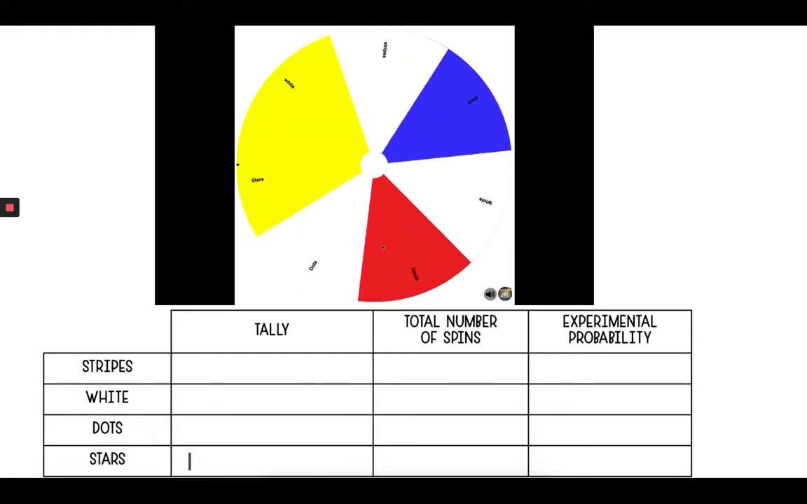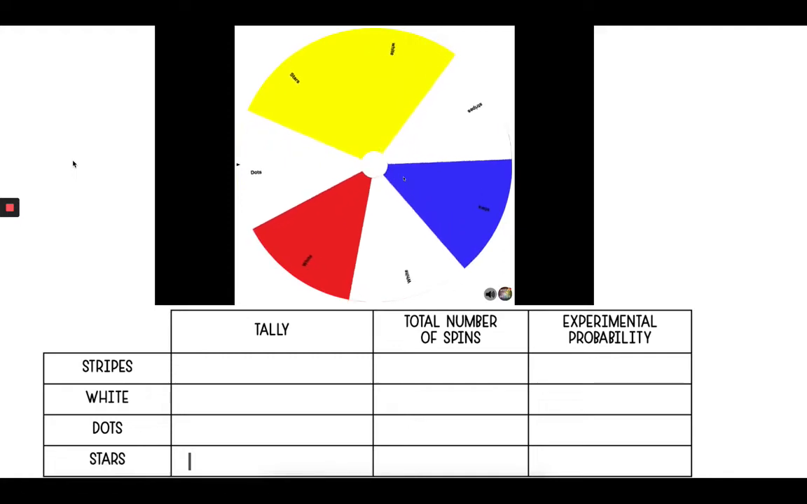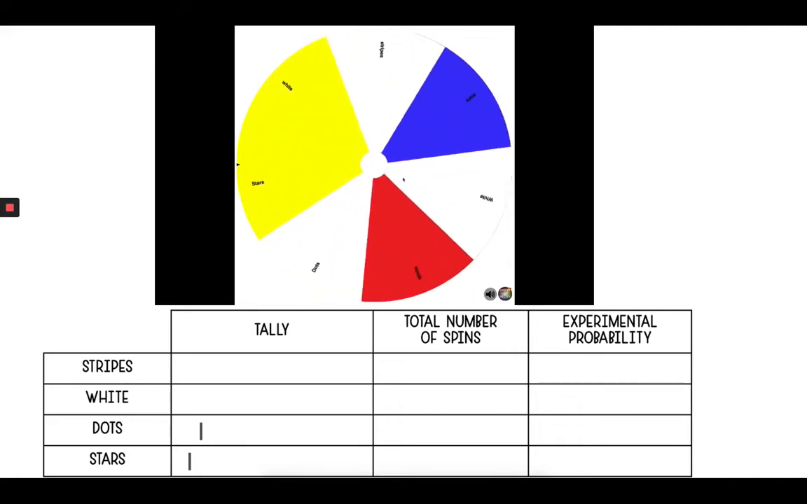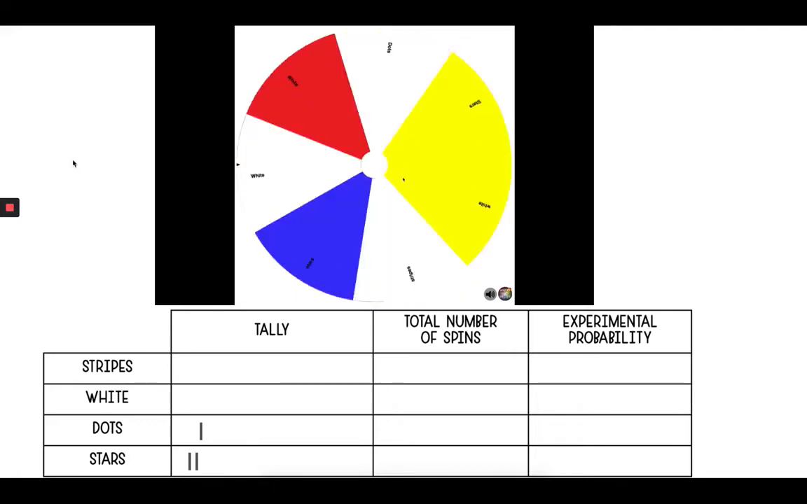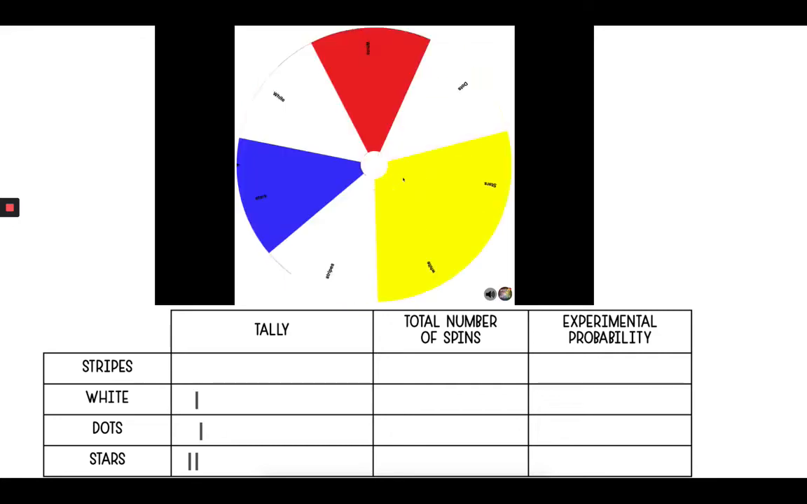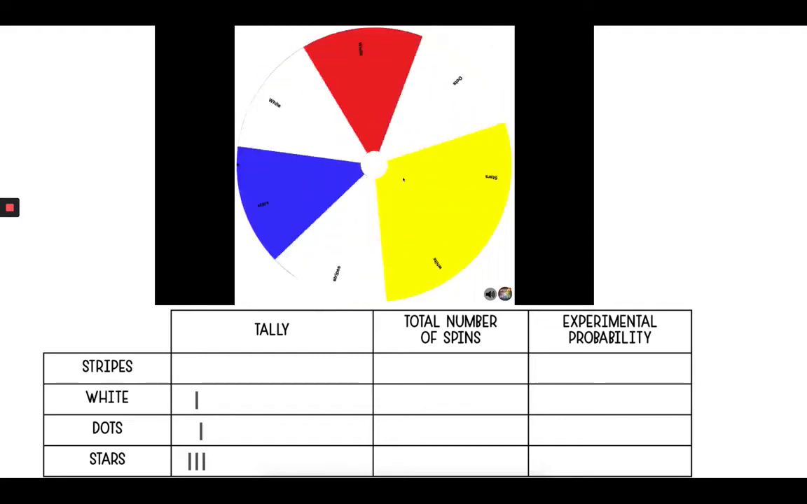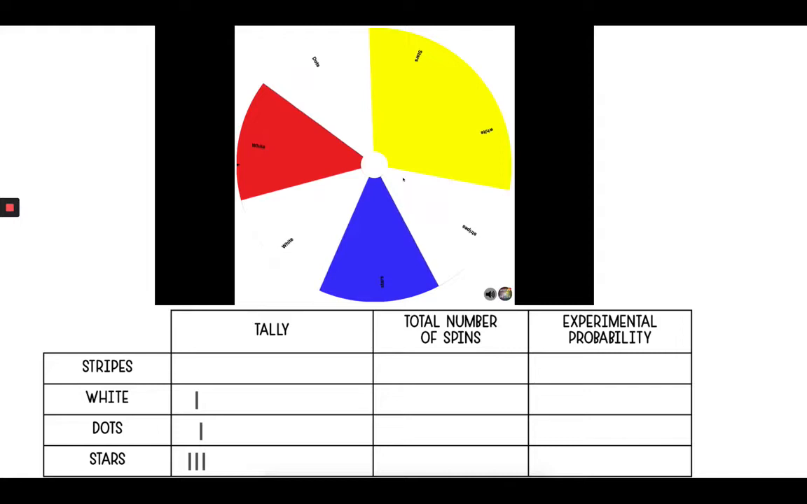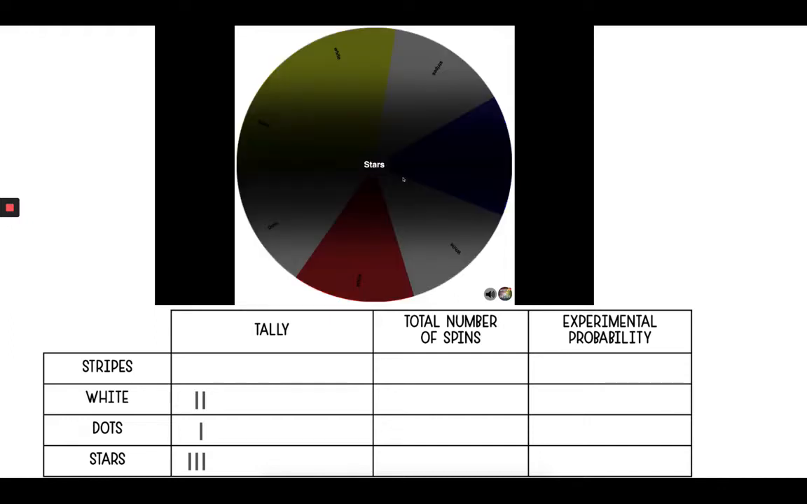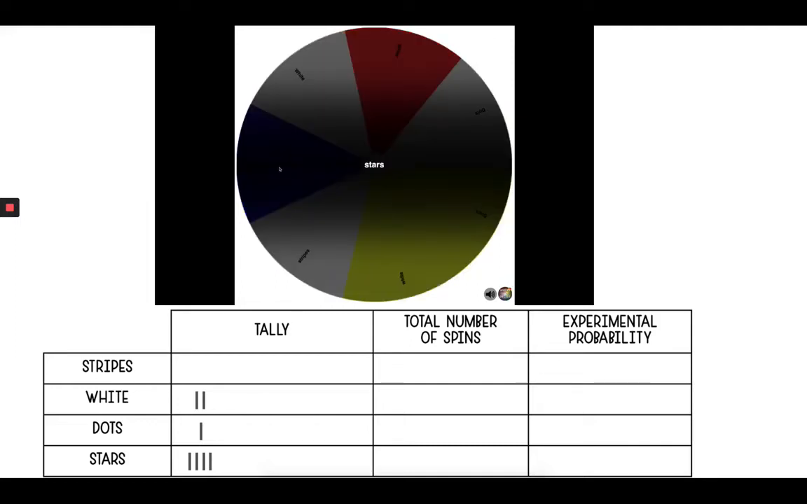And it looks like the first one was a star, so I put a tally mark down here at the bottom. And then the second one was a dot, so I put a tally mark for dot. Then another star. And it looks like a white space, so I put one for there. And then another one for star. Then another one for white space. And then another one for star. And another one for star.